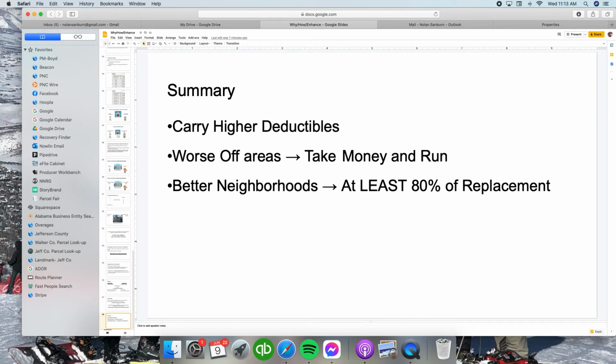So here's basically the summary. You want to carry higher deductibles, don't sweat the small stuff. In the worse off areas, take the money and run. And in the better neighborhoods, you need at least 80% replacement. I would recommend 100%, because as you can see, the numbers make way more sense. But at the end of the day, replace at least 80% of where you're going to be.